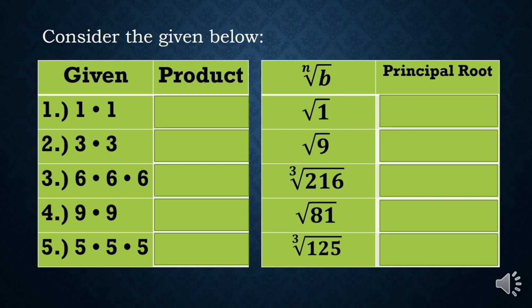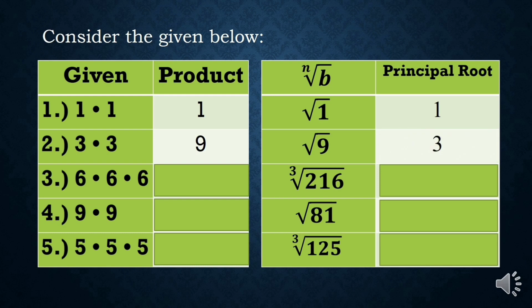Given number 1, we have 1 times 1, the product will be 1. Since you multiply the given number twice, that is only the square root of 1. So the principal root will be 1. If you multiply 3 two times, or 3 times 3, the product will be 9. And remember, the index will be 2 because you multiply 3 only 2 times. So that is the square root of 9. The answer will be 3.